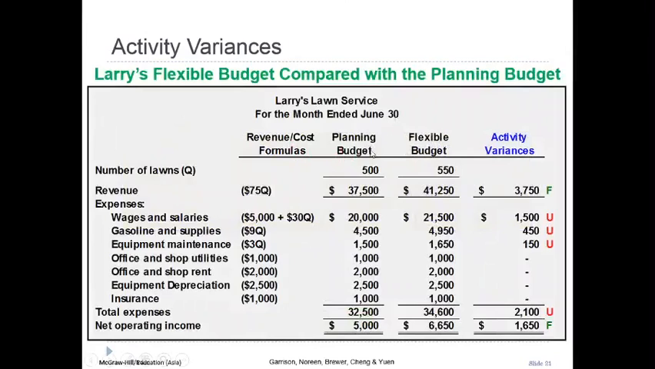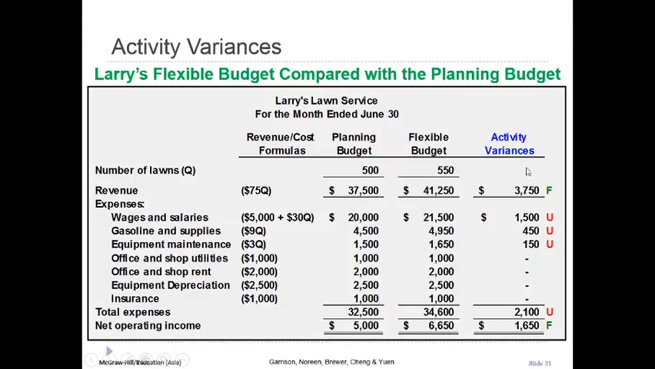Okay, so this is the planning budget just now and this is the flexible budget. So these are the activity variance. The first slide that we have seen just now. You just have to minus every single thing: flexible budget minus planning budget. And then please understand the concept of revenue and expenses.